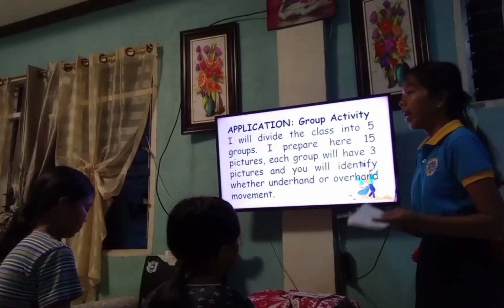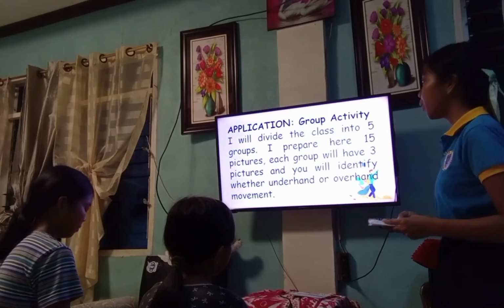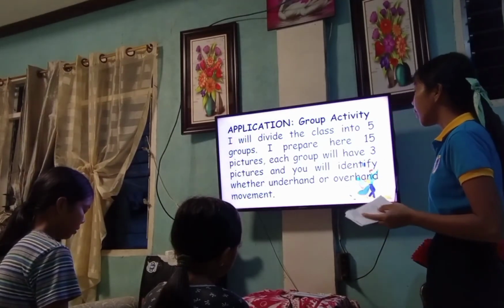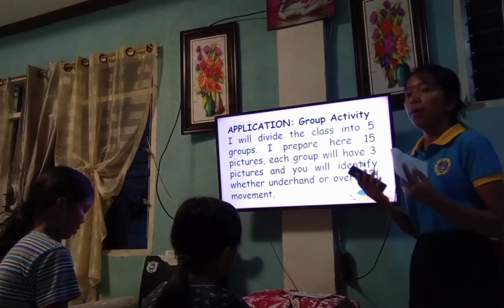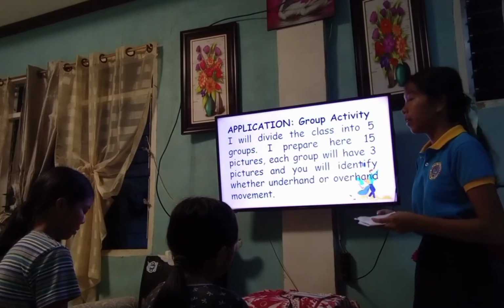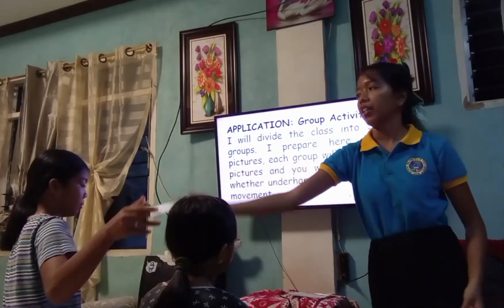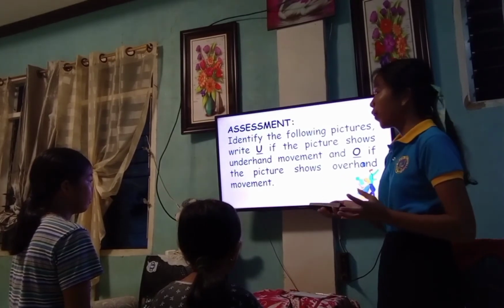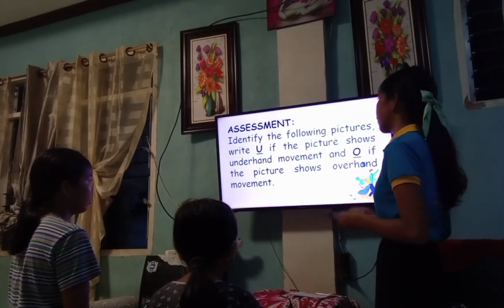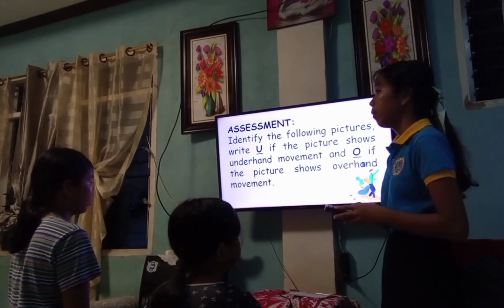Okay, very good. For your application, we will have a group activity. I will divide the class into 5 groups. I prepared here 15 pictures. Each group will have 3 pictures, and you will identify whether underhand or overhand movement. The group who will finish first will get higher points. Okay, this is for group 1, group 2, and group 3. So, for your assessment, identify the following pictures. Write capital U if the picture shows underhand movement, and capital O if the picture shows overhand movement.